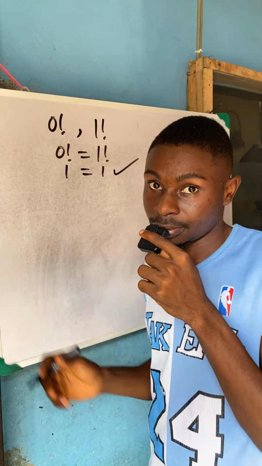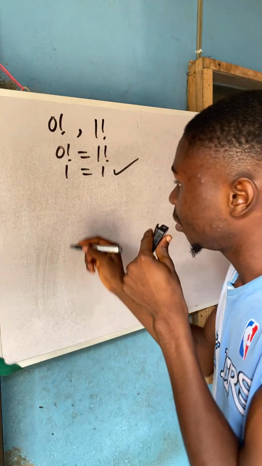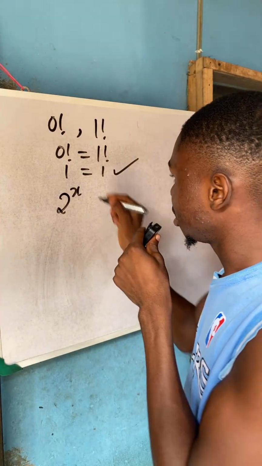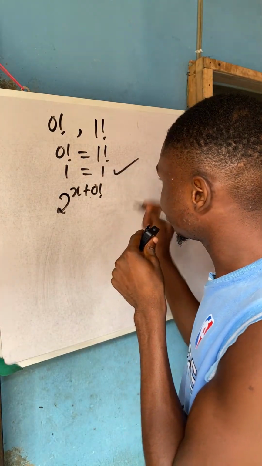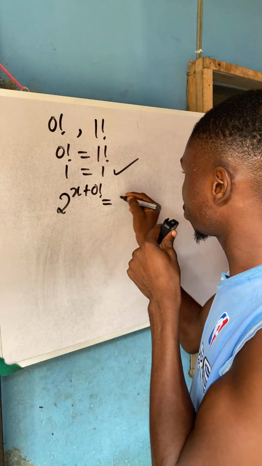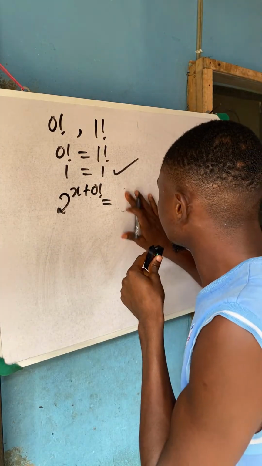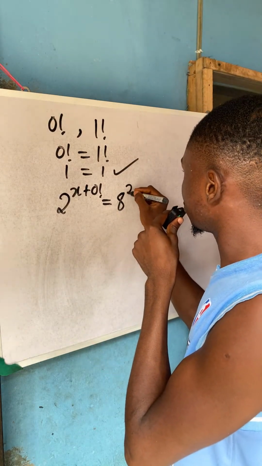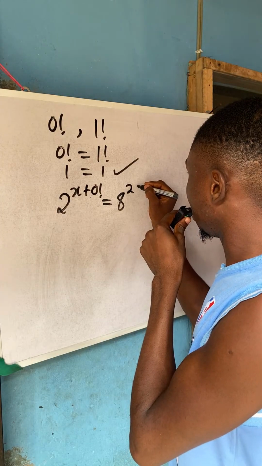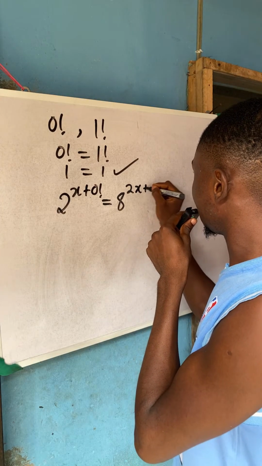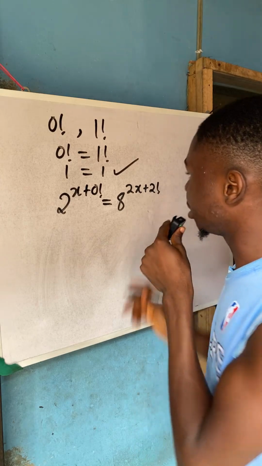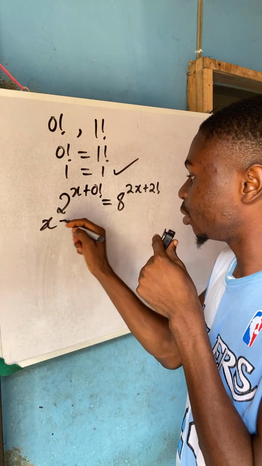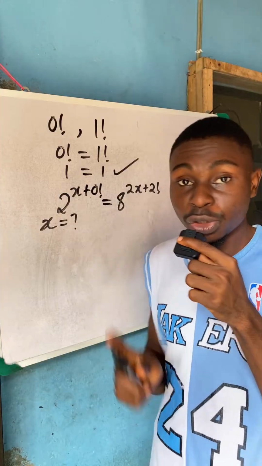So it's true. Let's assume you have 2 to the power of x plus 0 factorial is equal to 8 to the power of 2x plus 2 factorial. Now this equation involves factorial. I am asked to find the value of x. We don't know the value of x. Let me show you what to do.